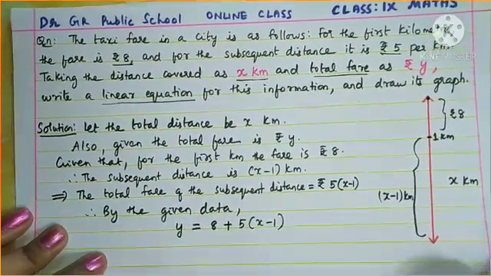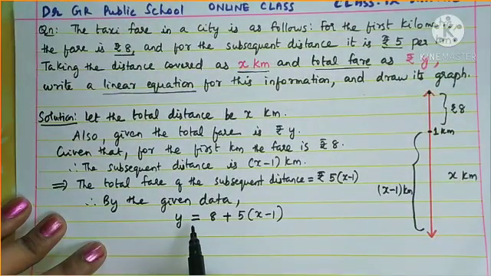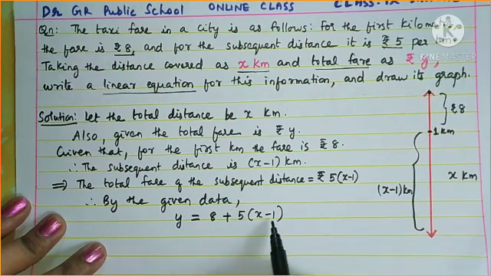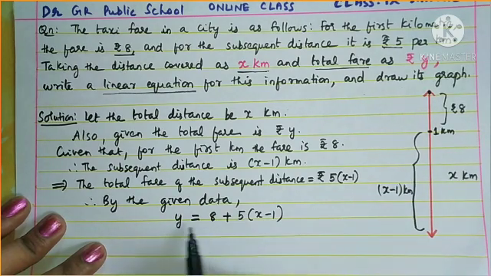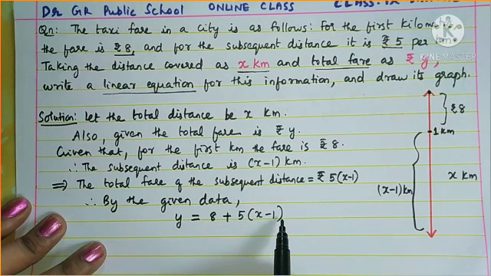Did you understand? Yes, clear? So total fare equals, total fare means we always add all the amounts. So the first kilometer for 8 rupees and the remaining kilometers for 5 rupees. These two are added, so we get the total fare. So the equation is y equals 8 plus 5 into x minus 1.